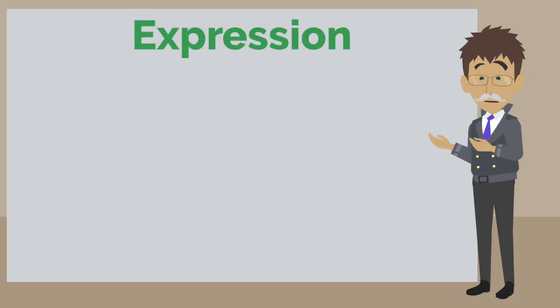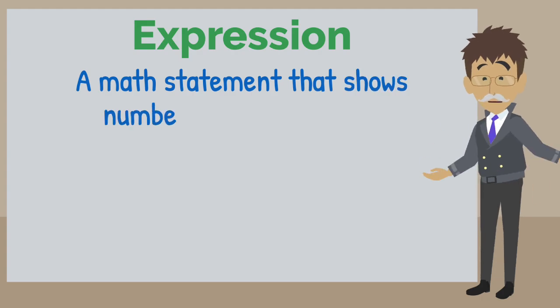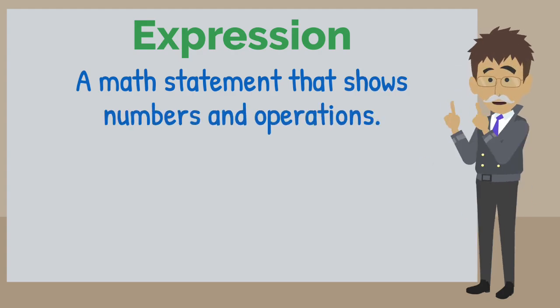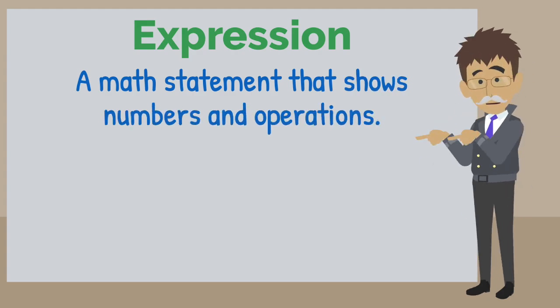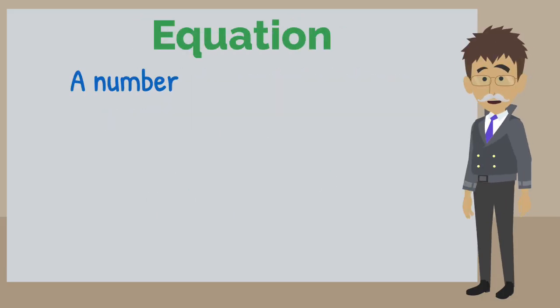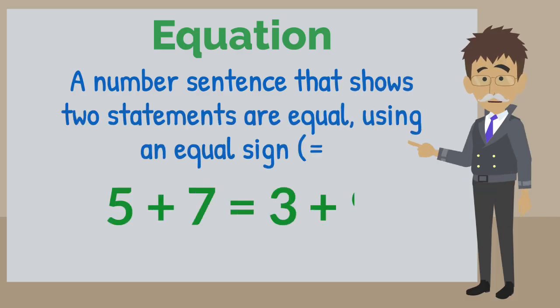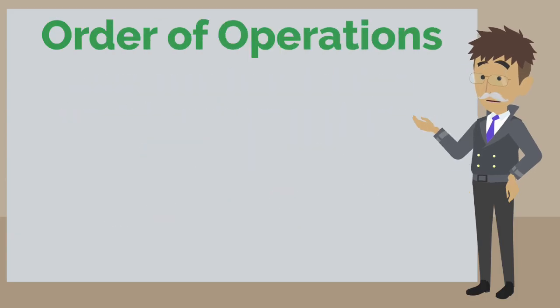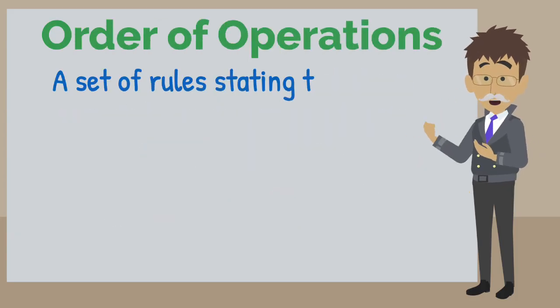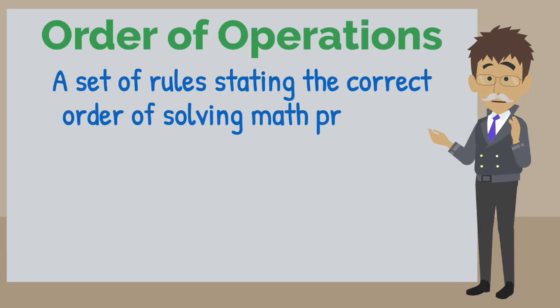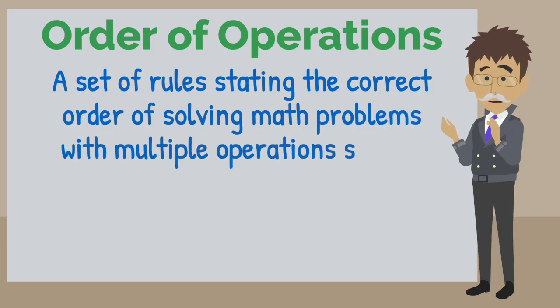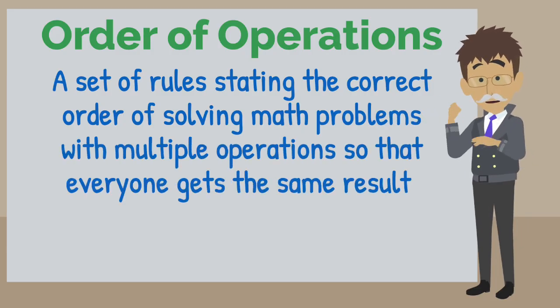Expression. A math statement that shows numbers and operations. It doesn't always have an equal sign, like 5 plus 7 minus 2. Equation. A number sentence that shows two statements are equal using an equal sign. Order of operations. A set of rules stating the correct order of solving math problems with multiple operations so that everyone gets the same result.